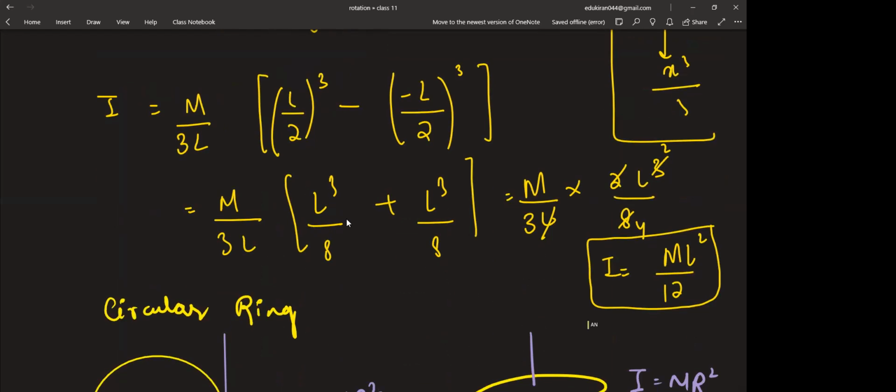If I say L cube by 8 plus L cube by 8, or I say 2 into L cube by 8, both are the same thing. Just as 4 plus 4 is 8, or 2 into 4 is 8, that's the same thing. So that's what I've written, 2 into L cube by 8. Or you can add this also and directly write 4 here. So L cube gets cancelled and here it is M L squared by 12.